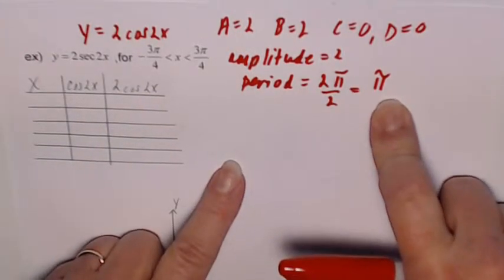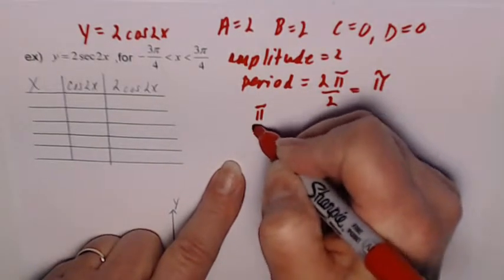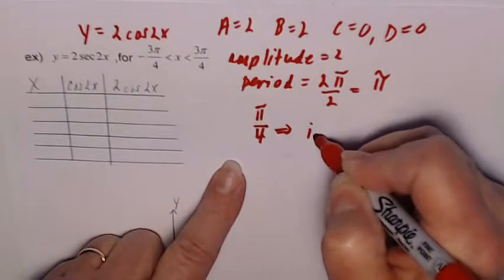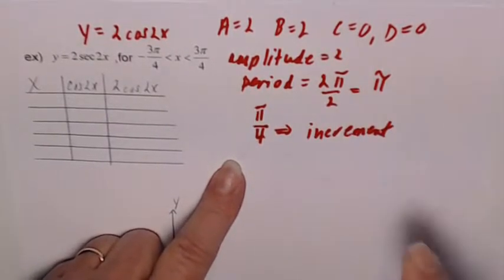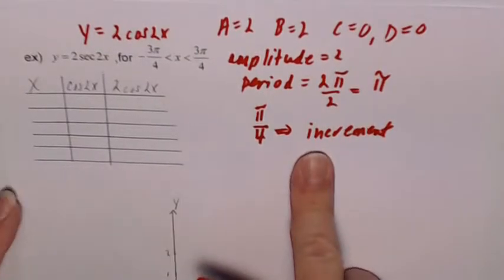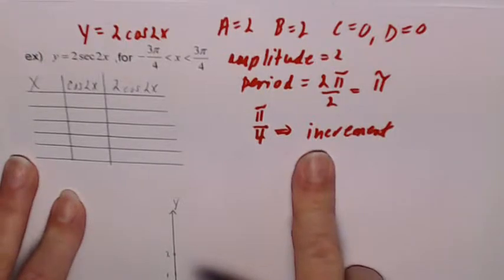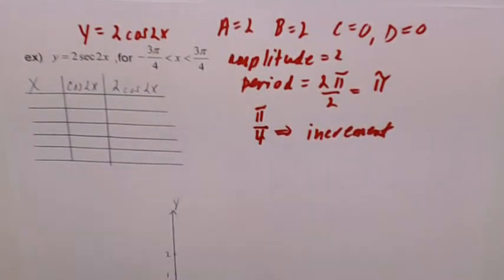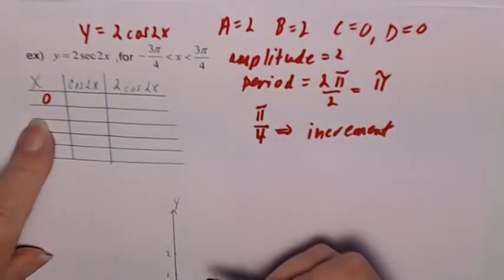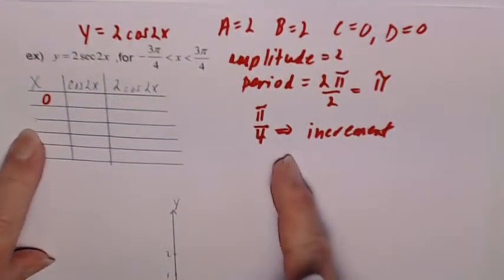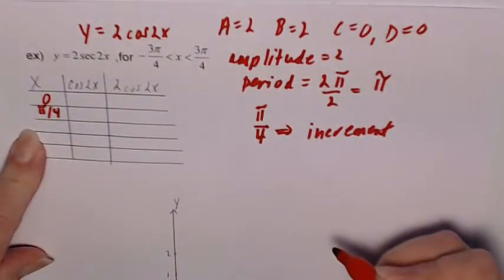And we know from what we've done in the past, we are going to take our period of pi and we're going to be dividing it by 4, and this is going to give us the increment that we're going to use to generate our 5 key values for graphing. So since there was no phase shift, our starting angle is going to be 0. I'll stick to the red, 0. And then to this 0, we're going to add our increment of pi over 4. So we have 0 plus pi over 4 is pi over 4.